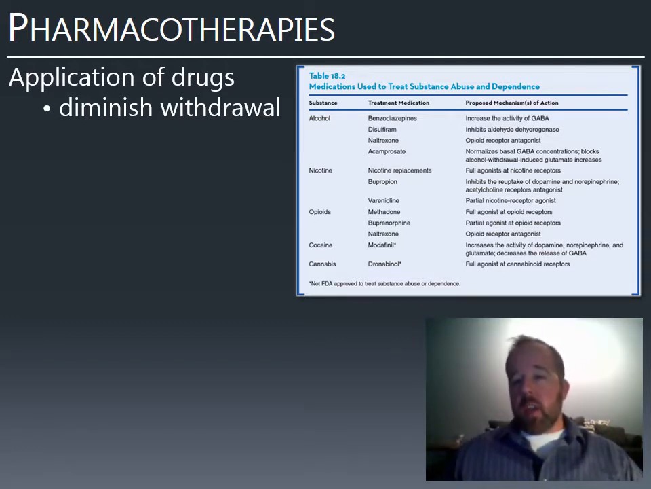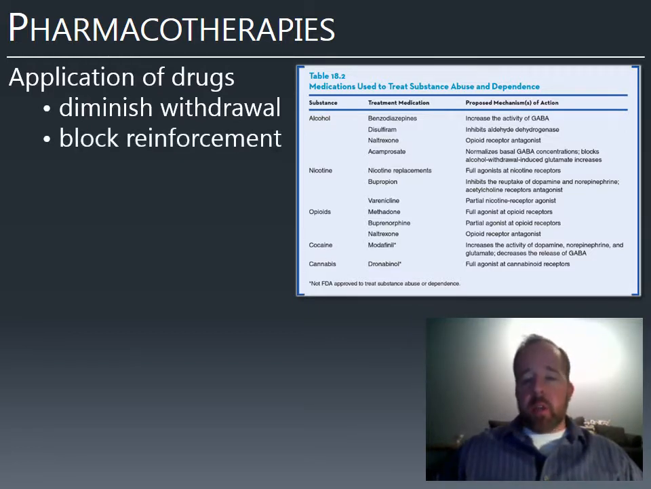So if it is the negative consequences, that is the withdrawal symptoms, that is deterring someone from quitting drug abuse, then pharmacotherapy can be used to soften those withdrawal symptoms and make it so the user can get off the drug. They can also be used to block reinforcement in one way or another. So keep the drug of abuse from being pleasurable, from being reinforcing. And so the idea, once the drug is no longer reinforcing, the individual will no longer be interested in taking it.